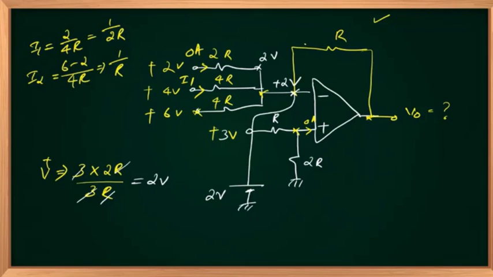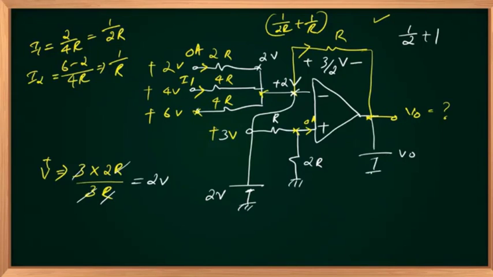These two currents sum up and go through R. So the current going through R is 1 by 2R plus 1 by R. That will drop the voltage in this polarity. Voltage will be how much? Current multiplied by the resistance. So 1 by 2R times R, plus 1, that is nothing but 3 by 2 volts. Is the answer minus 3 by 2 volts? And this is my V out.